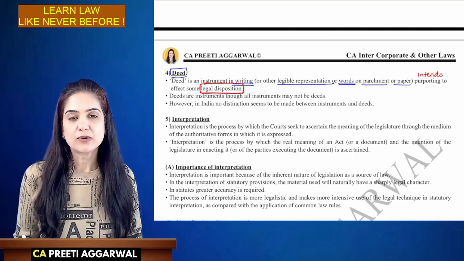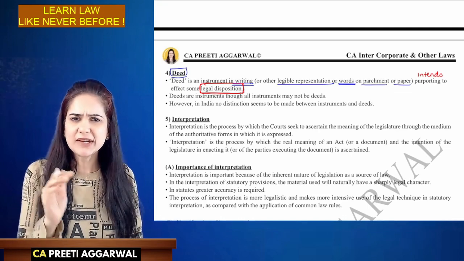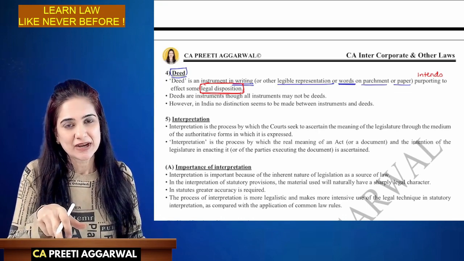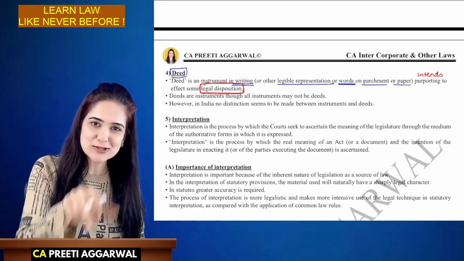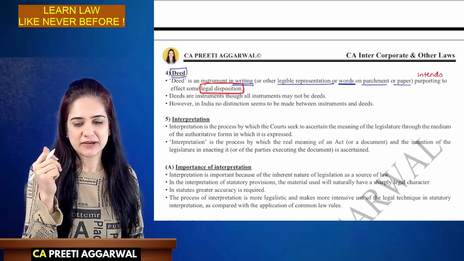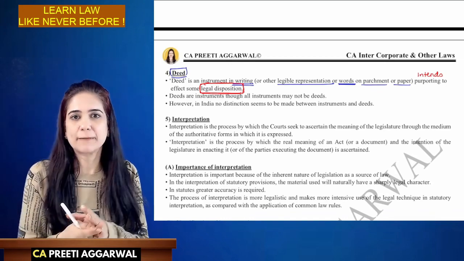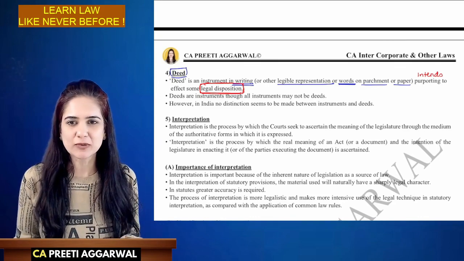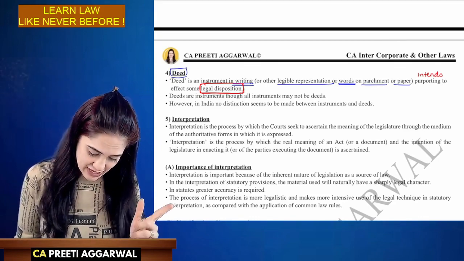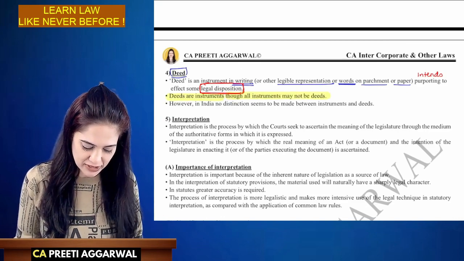Now, what is the meaning of deed? Deed means any instrument in writing. So it is an instrument. Instrument is a document. So can I say a deed is also a document? It is written either on a piece of paper or a parchment. Parchment is also paper only. It intends to give some legal disposition. They say that deeds are instruments, though all instruments may not be deeds.